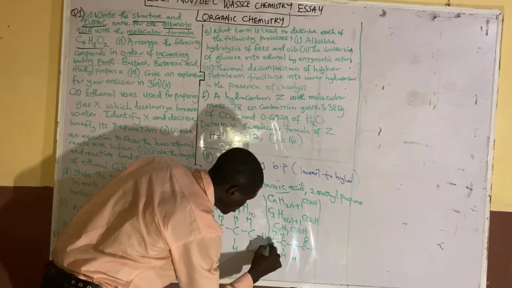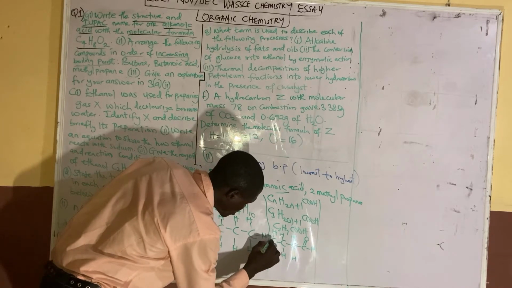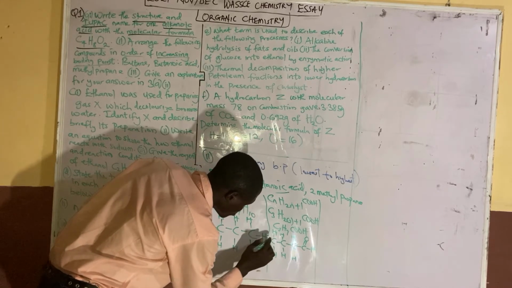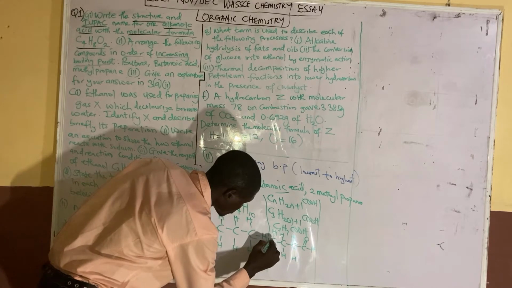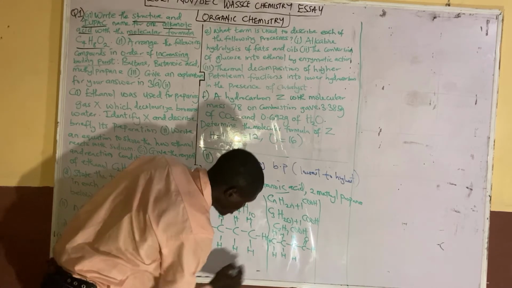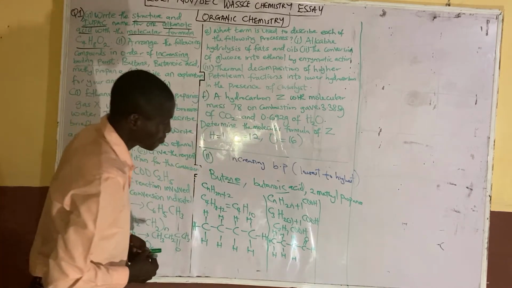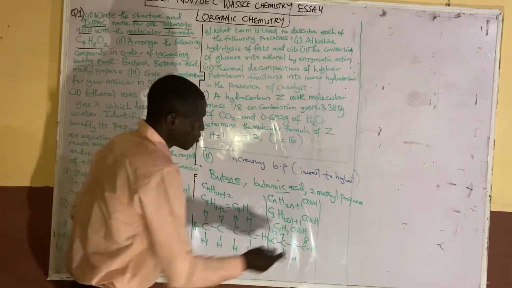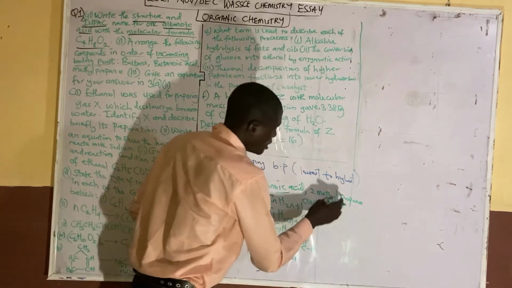Then we have what? H here. And we just put that H here. Hope you can see it from there. So there's another H here. So in structure. Now what about the propane?